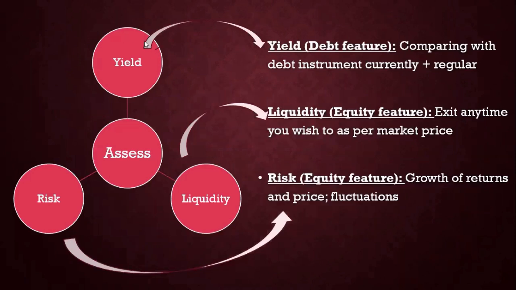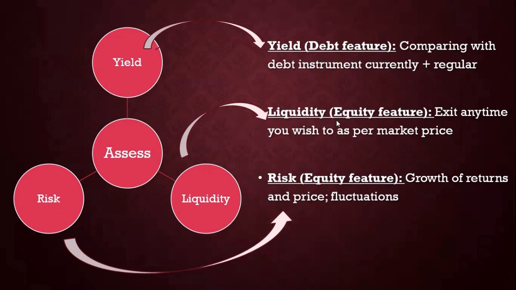So let's look at the three factors that you'll have to assess when you look at REITs. First is the yield, second is liquidity, and the third is risk. So in case of yield, you would really like to have a comparison as a debt feature. For example, you would compare with FDs or some other NCDs and so on, because you would be getting regular returns and more or less fixed in nature.